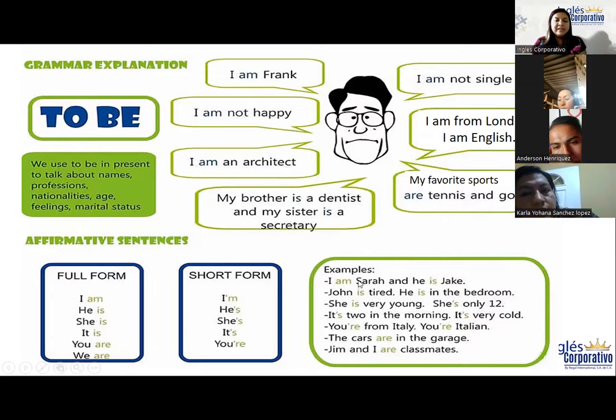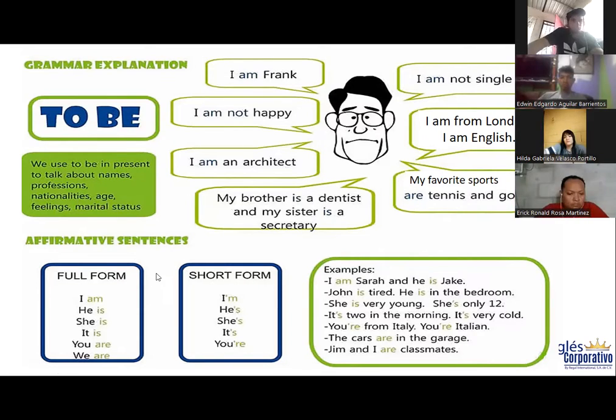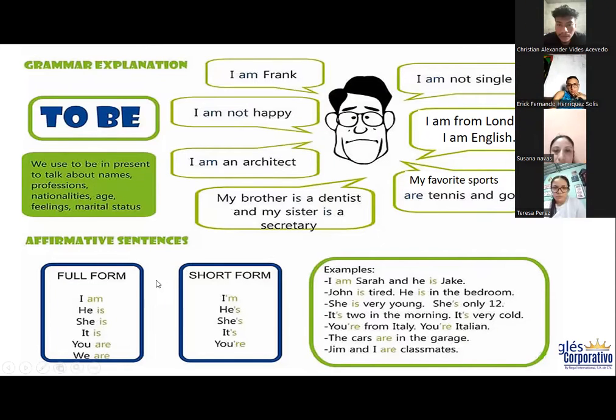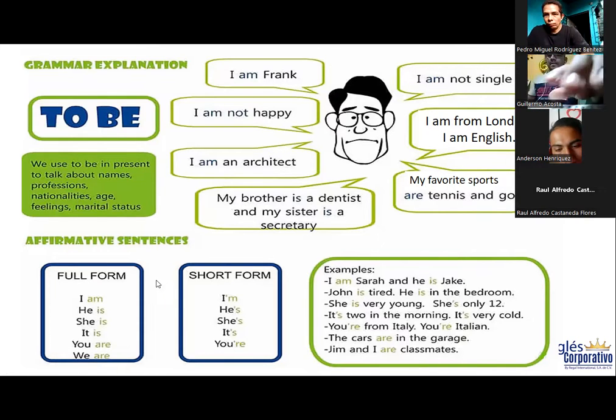Aquí tenemos más ejemplos. No sé, ¿alguien que le gustaría ayudarme a leer los ejemplos? ¿Quién me ayuda? Ya me duele la garganta. Help me, please. Ok, Victor.